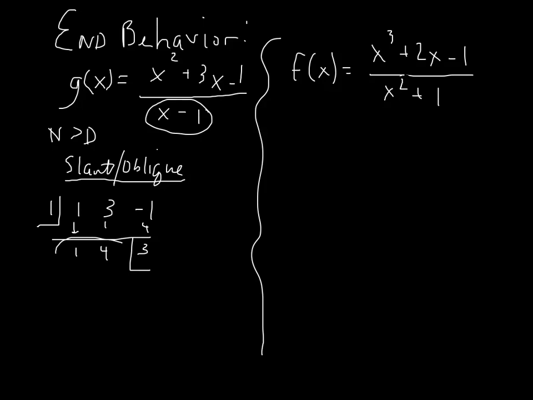In this case, the result here is going to be my slant asymptote. So I would have a slant asymptote at y equals 1x plus 4. I encourage you to graph g of x.